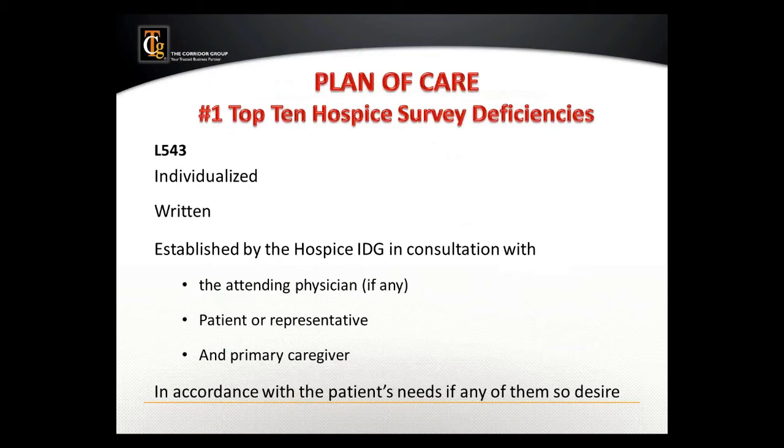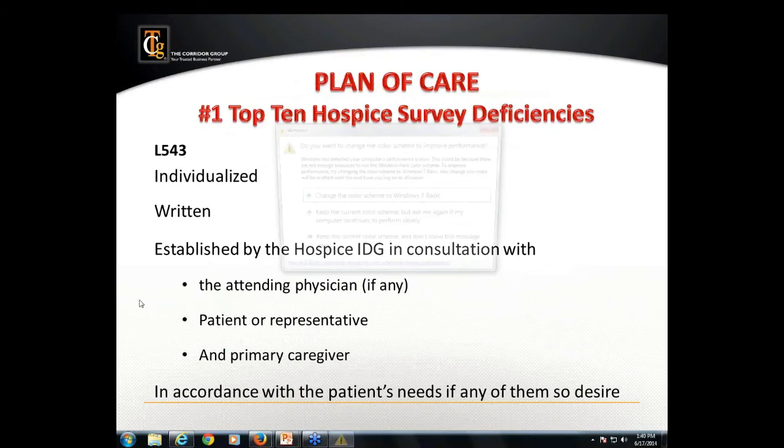All hospice care and services furnished to patients and their families must follow, that means we have to do what the plan of care tells us to do, an individualized written plan of care established by the hospice IDG in collaboration with the attending physician, the patient or the representative, and the primary caregiver, in accordance with the patient's needs, if any of them so desire. So if you have a caregiver who doesn't really want to be involved in the patient's plan of care, document that. Make sure you're involving that attending physician as well as the hospice physician.